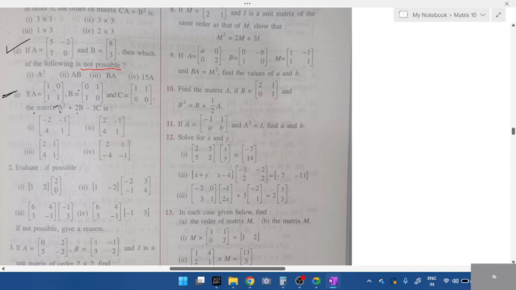Second main, they won't give you. 10th main kind of questions are important. 10th main, 11th main, identity matrix. Okay, try the E question.